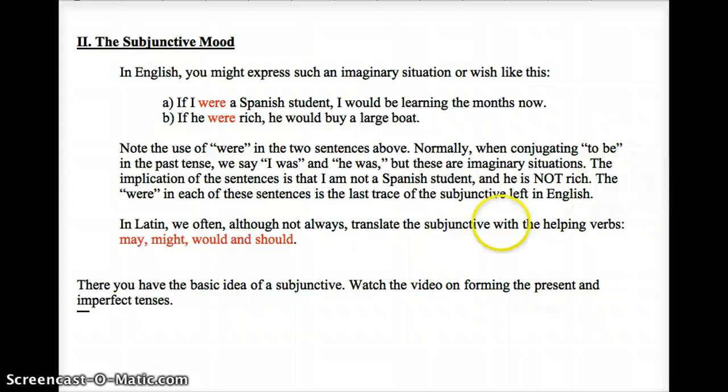So in Latin, we often, though not always, translate the subjunctive with the helping verbs may and might, would and should. We will see, as we learn different ways the subjunctive is used, we will straighten out what helping verbs are used when. So there you have the basic idea of the subjunctive. Next, you should watch the video on forming the present and imperfect tenses.